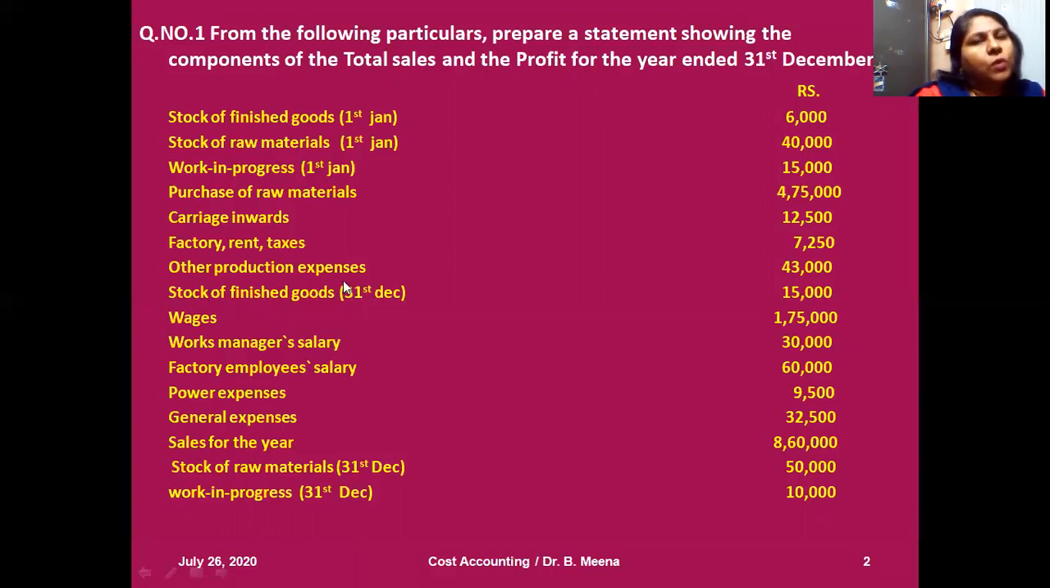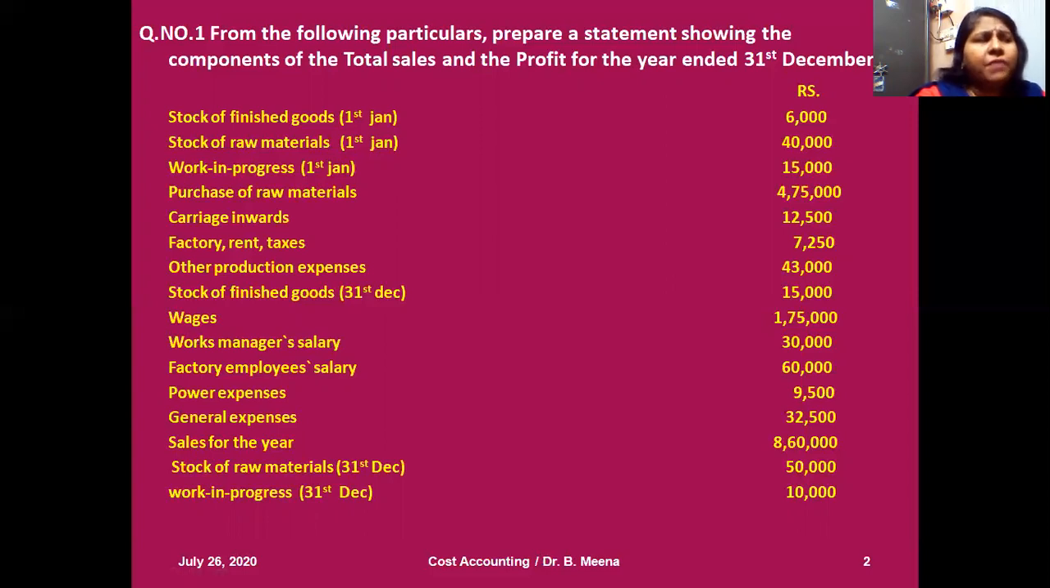Other production expenses are also related to my factory. So I will categorize these expenses under factory. I will make a note as F. And stock of finished goods is the item to be considered after calculating the cost of production. So if it is closing, then deduct the closing stock of finished goods from the cost of production. Okay. And next is wages.